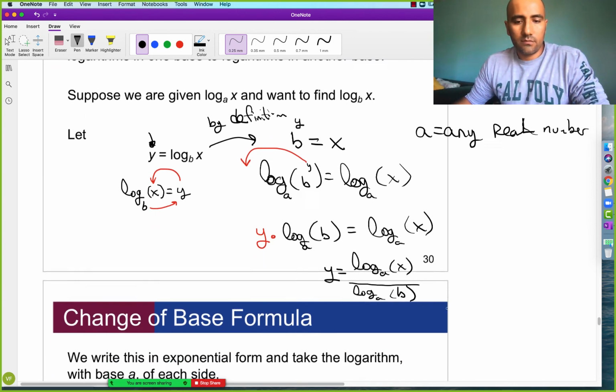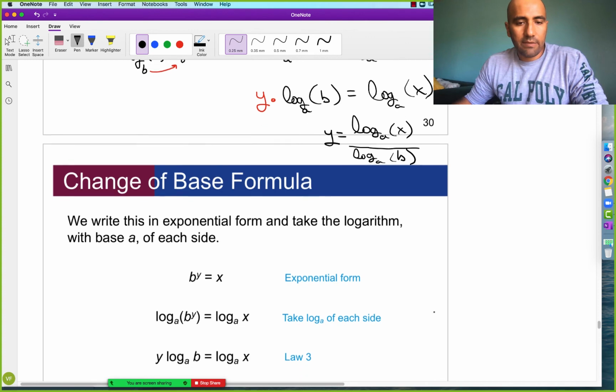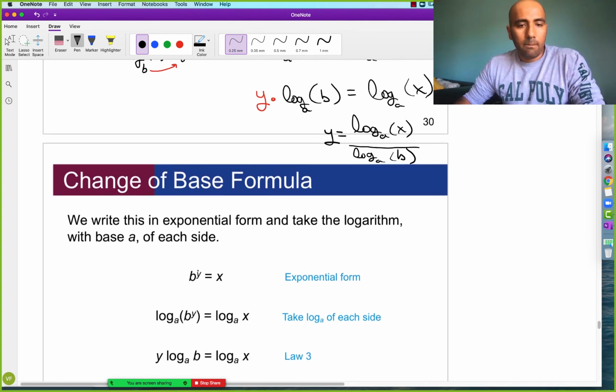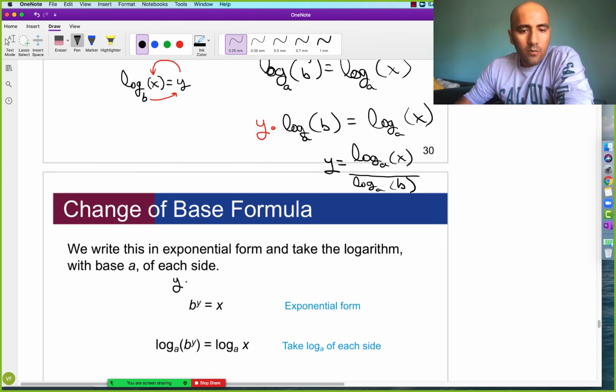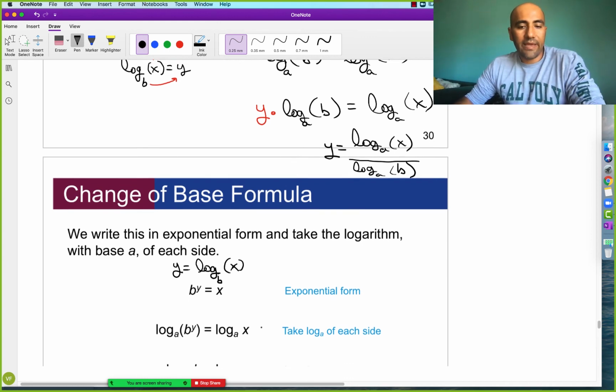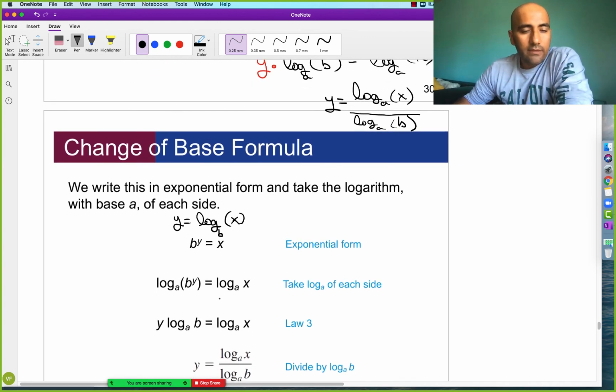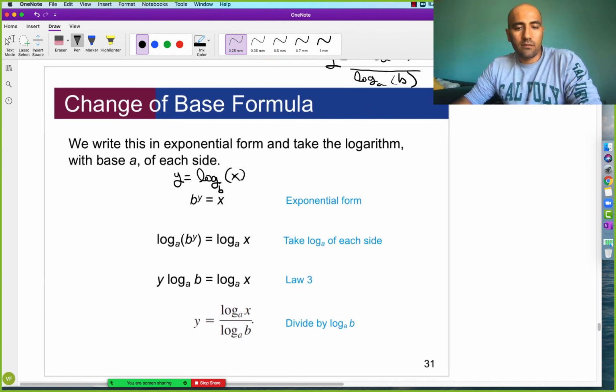Okay, so here is the exact same thing. We have that b to the y power, right? This comes from the statement that y equals log base b of x. So b to the y power equals x. Apply a log base a to both sides. Move the exponent out in front. And so we get this.